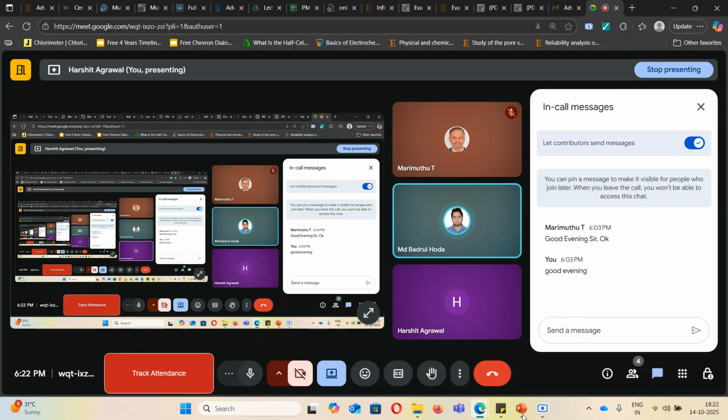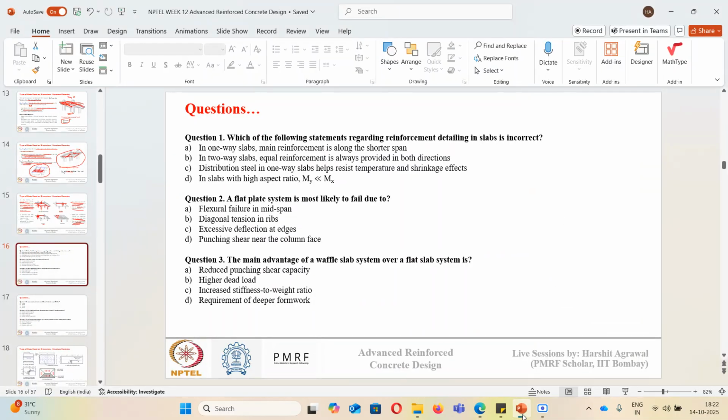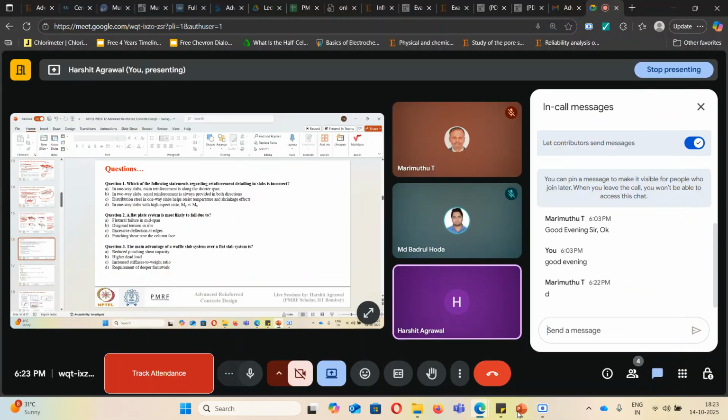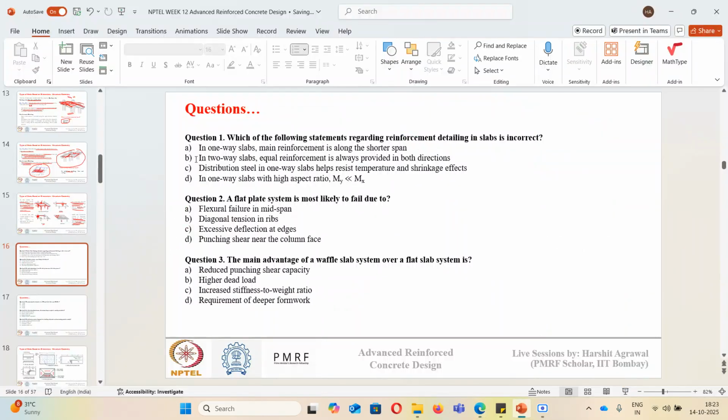D, D. Okay. Any other thing? This is a one-way slab. The correct answer will be B for this.